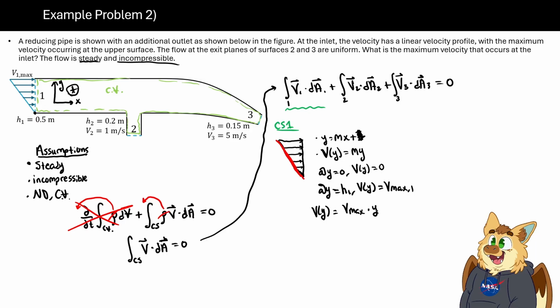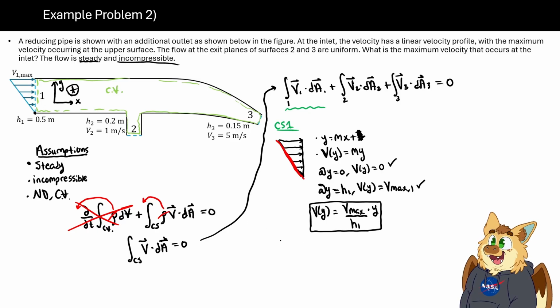This is times y. If we plugged in a 0 here, that would make v of y 0, which is correct. That satisfies this boundary condition. If we put in an h1 for y, that would not satisfy this condition because it's not equal to v max there. So if we divide v max by h1, then when we plug in h1 for y, those two will cancel, so v of y will equal v max. This will be our relationship here, v of y.